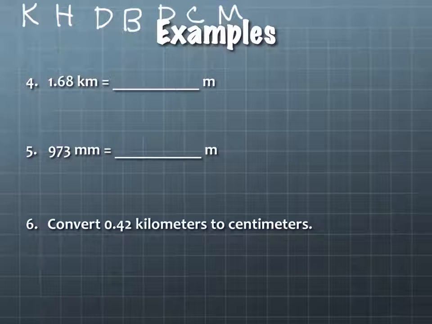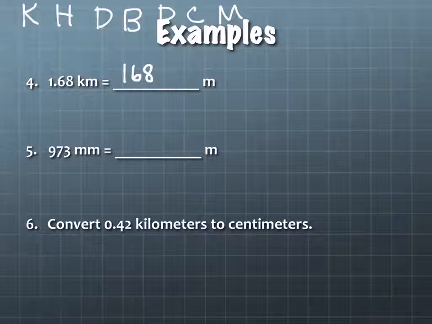Okay, let's make sure everybody's on the same track. If we go from kilometers, km, into meters, how many places do we move? 3. Which direction? To the right. So which way will my decimal move? To the right, 3 decimal places. Well, there's only 2 that are listed there. So if I write 168, that's only moved 2 decimal places. So what do I need? I need to add a 0. So this is 1,680 meters.